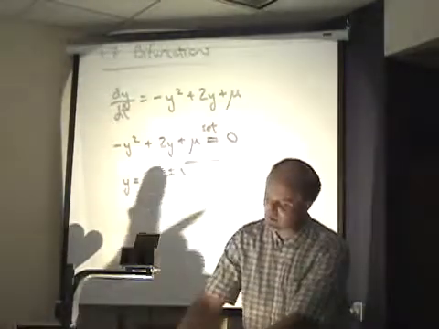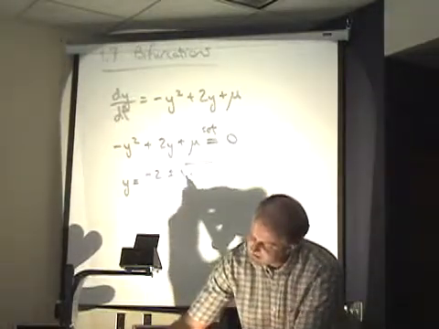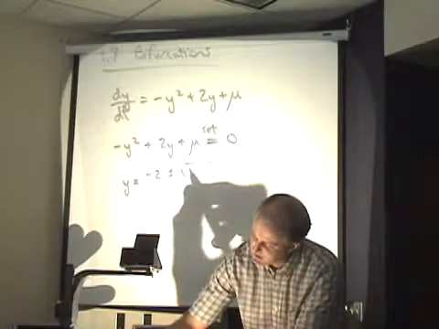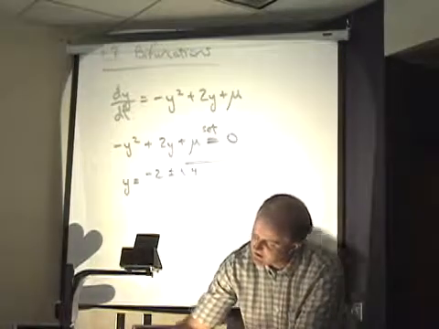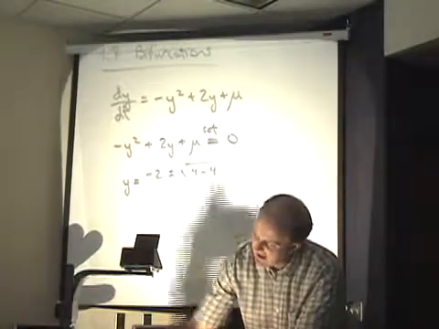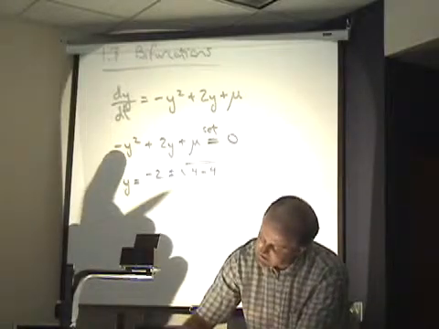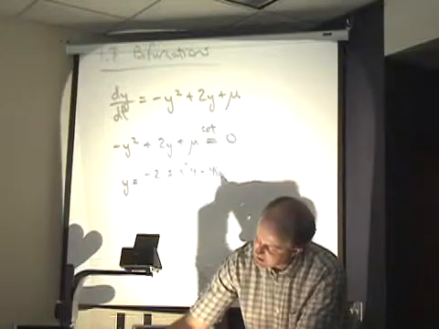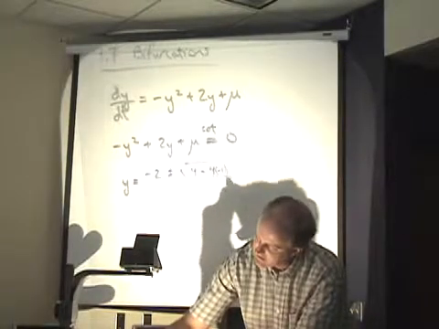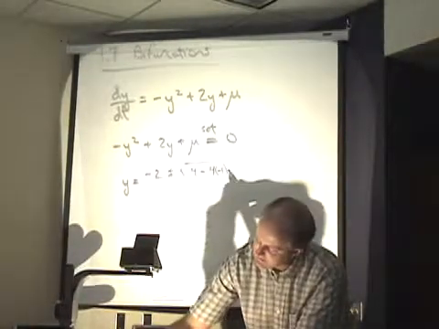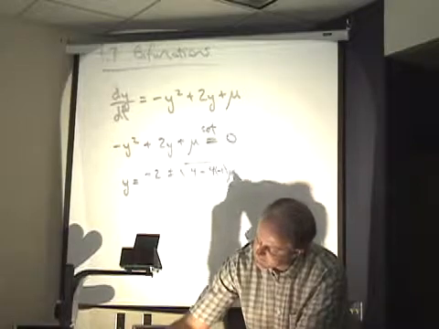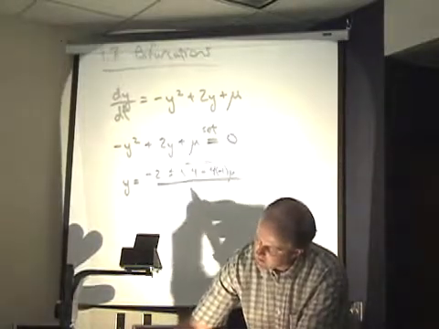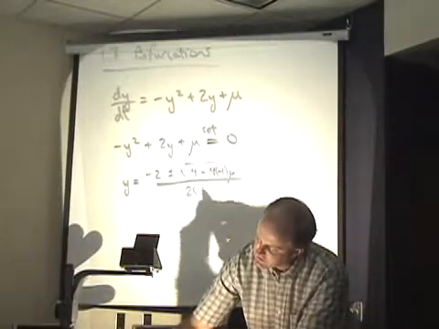Negative b, the 2 is b, plus or minus the square root of b squared, 2 squared is 4, minus 4ac, in other words, 4 times the coefficient of the quadratic term, the square, and the c is the constant term, that's mu in this case. All over 2a, all over 2 times negative 1.